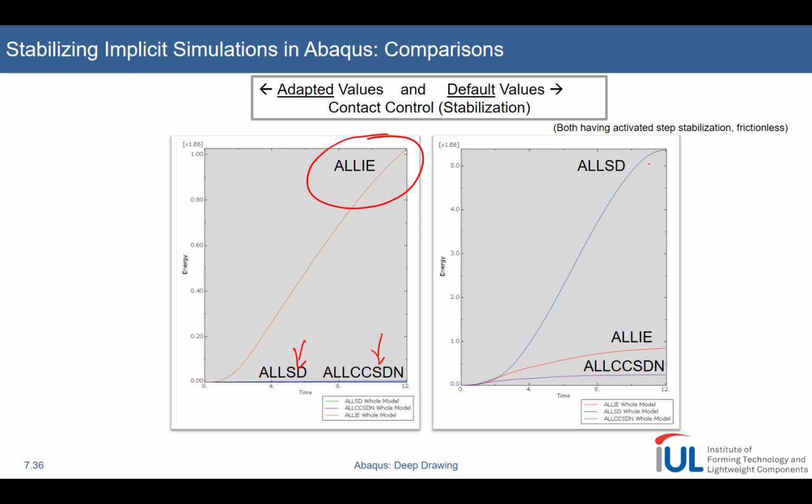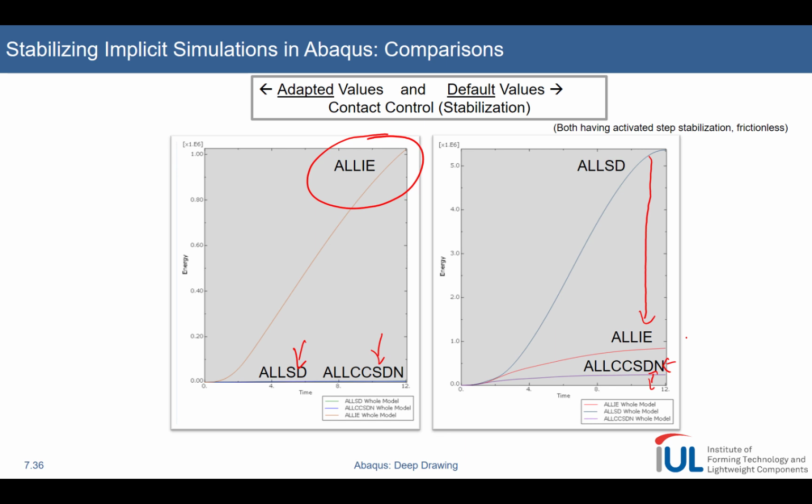And you see that the step stabilization energy was even higher than the internal energy, even though it was supposed to stay below a fraction of 0.02% of the internal energy. And as well, the contact dissipation energy fraction is like 25% of my internal energy, also way too high. So you see that if you activate both step stabilization and contact stabilization, they can positively and negatively influence each other.